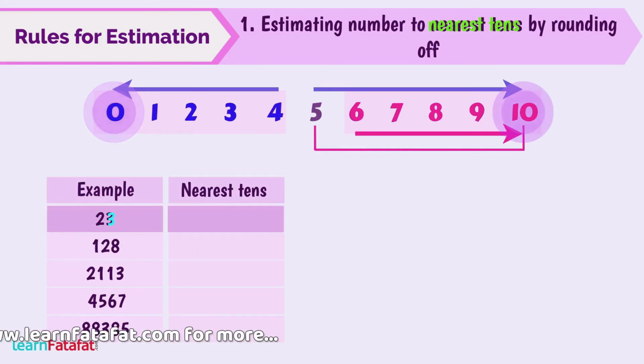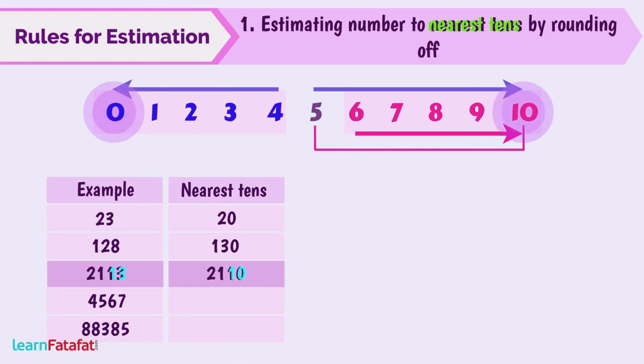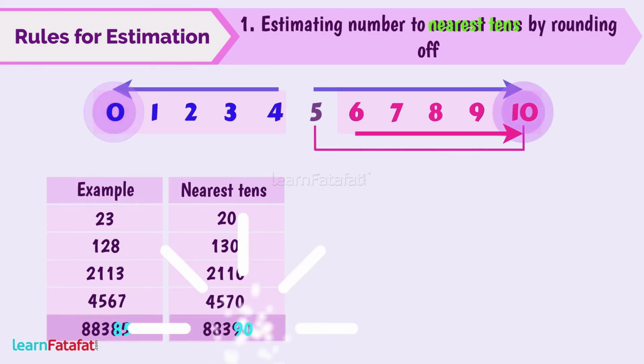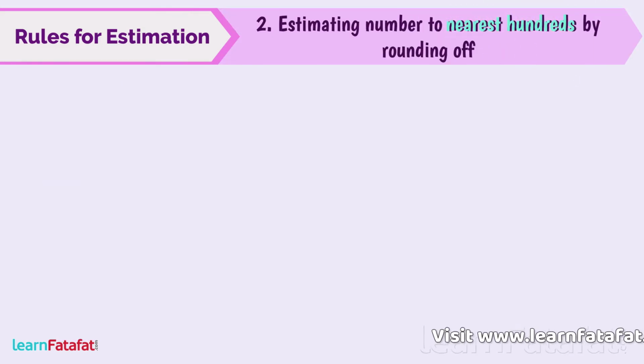Example, estimate numbers to nearest tens. 23 can be rounded off to 20, 128 can be rounded off to 130, 2113 can be rounded off to 2110, 4567 can be rounded off to 4570, 88,385 can be rounded off to 88,390.